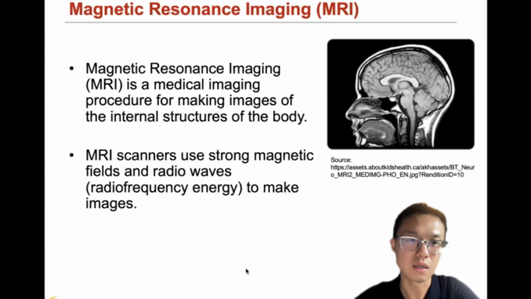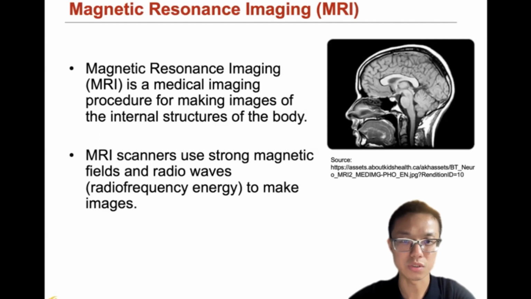So let's start with magnetic resonance imaging, MRI, right? So MRI is a medical imaging procedure for making images of the internal structure of the body. Here is an MRI image of the human brain. MRI scanners use strong magnetic fields and radio waves. So the radio frequency is the source of energy to make images. Different from X-ray and CT, which use ionizing radiation, MRI uses magnetic fields and radio waves.